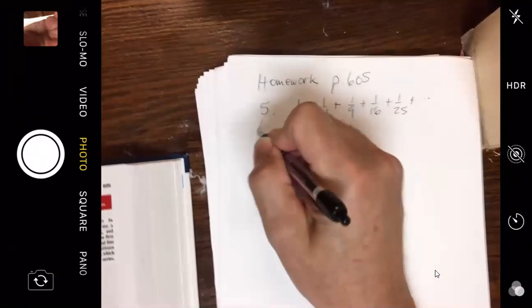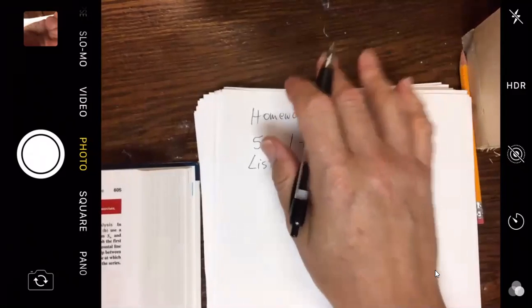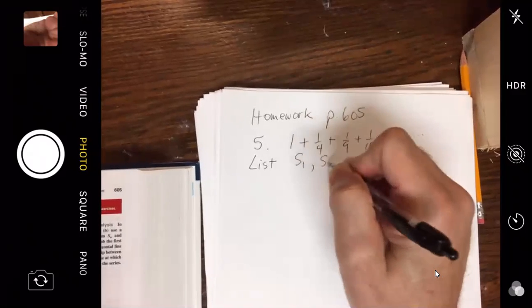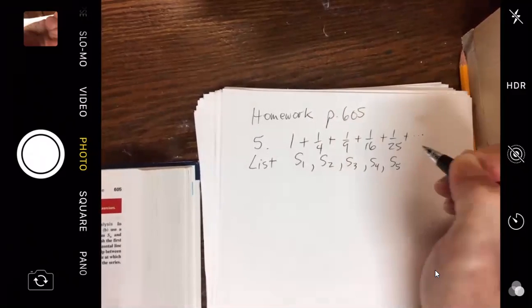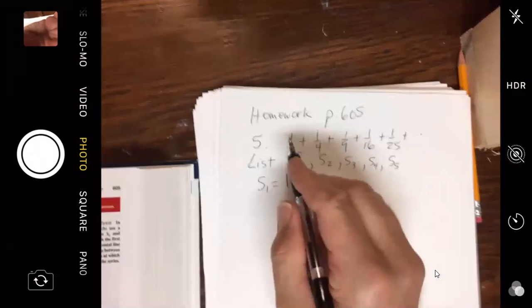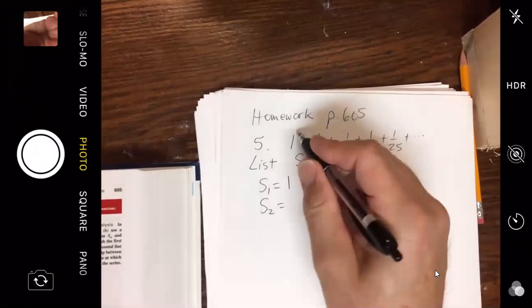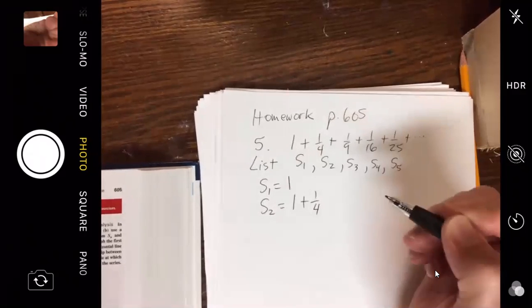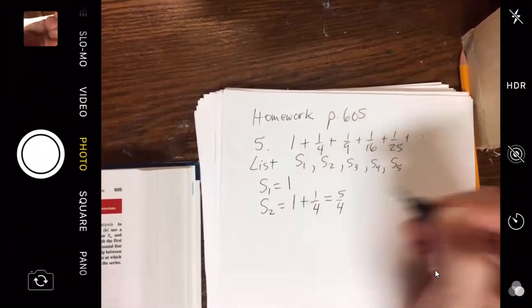It says list or find the sequence of partial sums S1, S2, S3, S4, and S5. Well, S1 is really simple. That's just 1, the very first one. S2, you have A1 plus A2, the sum of the first 2. That'd be 1 plus a quarter. You could probably do that in your head. 4/4 plus 1/4, that'd be 5/4.